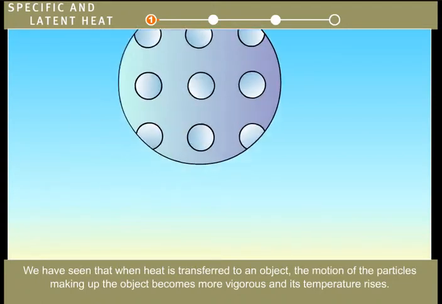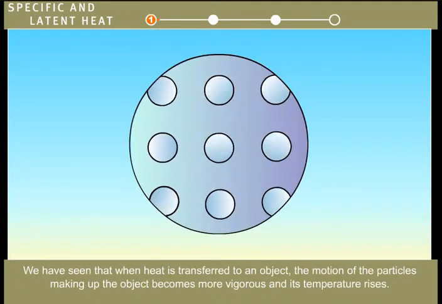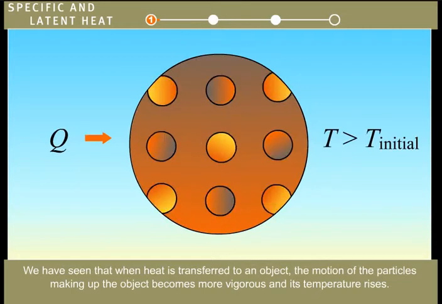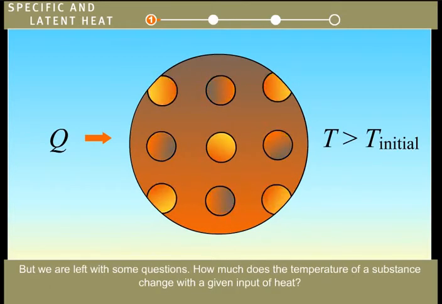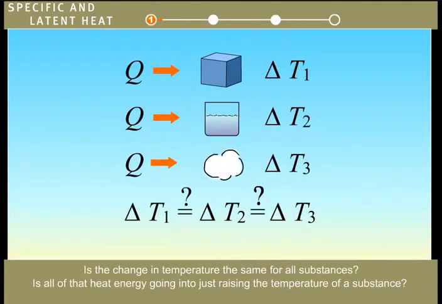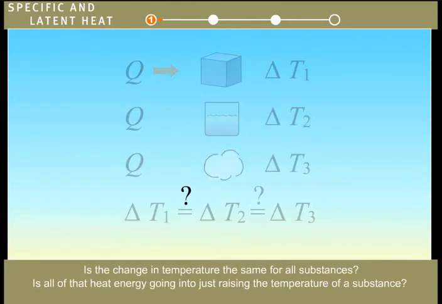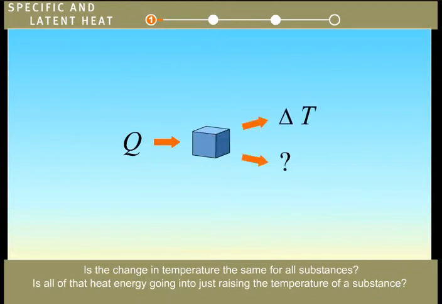We have seen that when heat is transferred to an object, the motion of the particles making up the object becomes more vigorous and its temperature rises. But we are left with some questions. How much does the temperature of a substance change with a given input of heat? Is the change in temperature the same for all substances? Is all of that heat energy going into just raising the temperature of a substance?